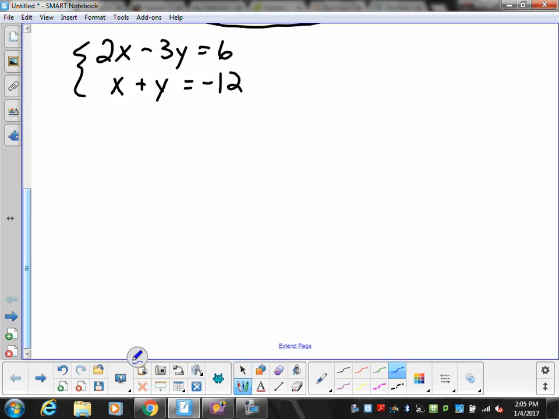I subtract x from both sides. Well, if I'm solving for x, I'm going to subtract the other variable. So I'll subtract y from both sides. That'll leave x equals negative 12 minus y.